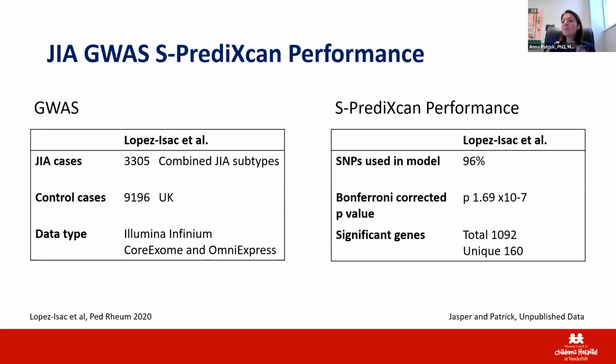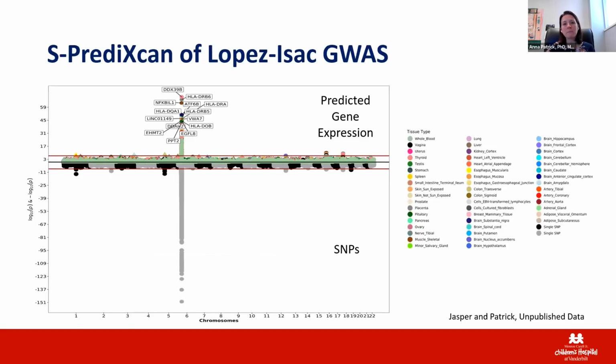The S-PrediXcan model has many potential input SNPs. The first row shows the number of possible PrediXcan model SNPs that were included in our GWAS data set, which was excellent. It was 96%. Then we determined the Bonferroni corrected p-value for significance. And then we identified the significant genes for both total and unique genes. Total genes includes genes that are repeated as significant across multiple tissues. Unique genes removes any repeats. For example, if HLA-DRB6 is significant across 35 different tissues, then it would be counted 35 times in the total, but it would only be counted once in the unique genes.